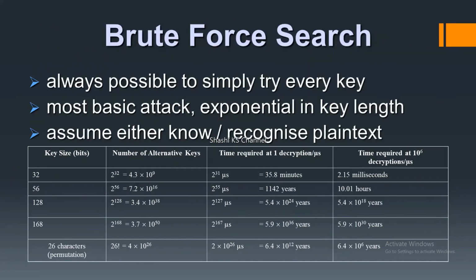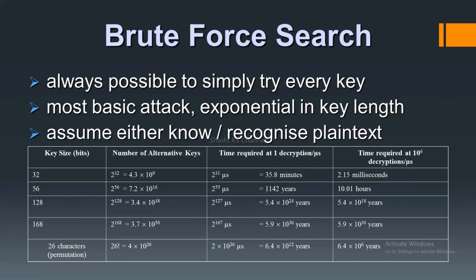We have always been learning about brute force search. Brute force search is nothing but trying out every possible key, and on average, we have to search at least half of all the possible keys in order to find the secret key being used in the encryption scheme. For different key sizes, this table shows the time required for decryption. DES, a commonly used famous encryption algorithm, has a 56-bit key size. Then you have AES, which has a 128-bit key size, and then triple DES, which has a 168-bit key size.